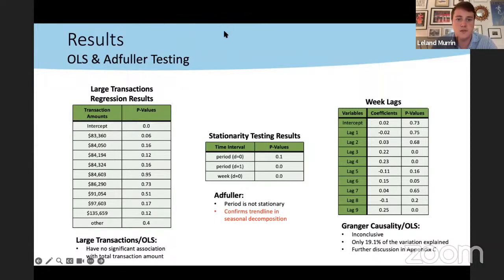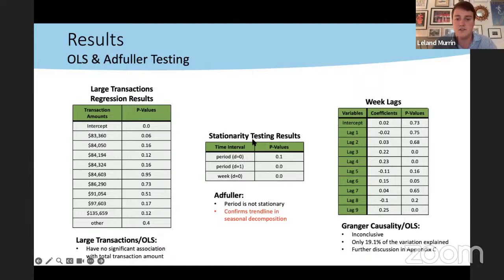So also drilling back into some of the large transactions and some stationarity testing results, that was necessary because Granger causality testing requires the time series to be stationary. Large transaction regression results came up with really no significant association with total transaction amount. It was a good thing for exploratory data analysis to get an idea of where to look and what to do, but in terms of using specific large transactions to predict some of these troughs, there was nothing significant that came out.